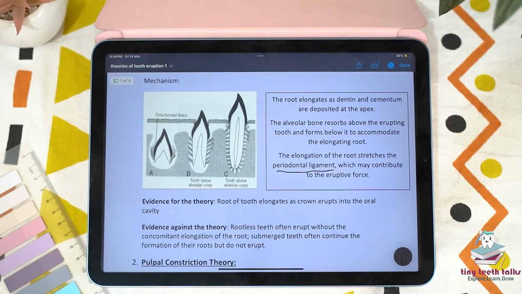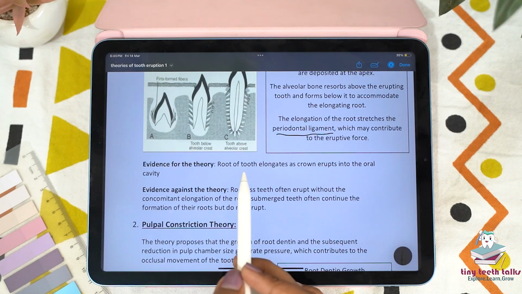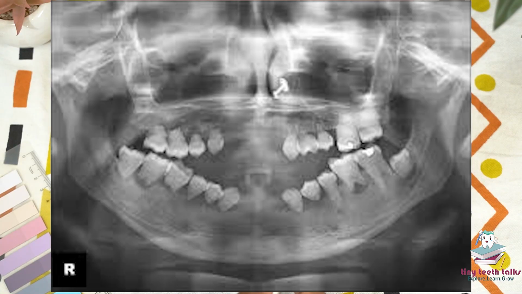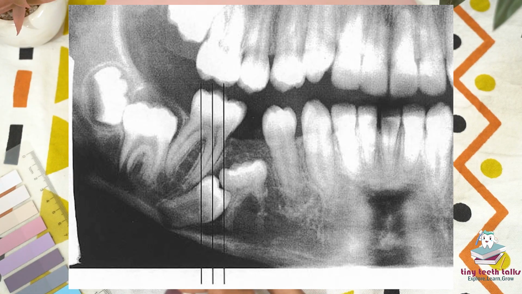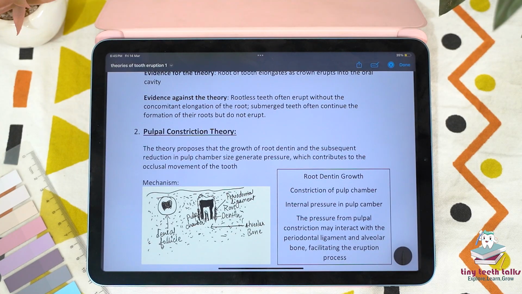So basically, there is a deposition of dentin and cementum at the apex, resorption of the alveolar bone above the erupting tooth and formation below it due to the elongation of the root, and this elongation stretches the periodontal ligament, which may contribute to the eruptive force, which leads to the eruption of the tooth into the oral cavity. Of course there is evidence that the root of the tooth elongates as the crown erupts, but rootless teeth often erupt without the concomitant elongation of the root. Also, submerged teeth often continue to form their roots but do not erupt. So this theory is not the one responsible for eruption of the tooth.